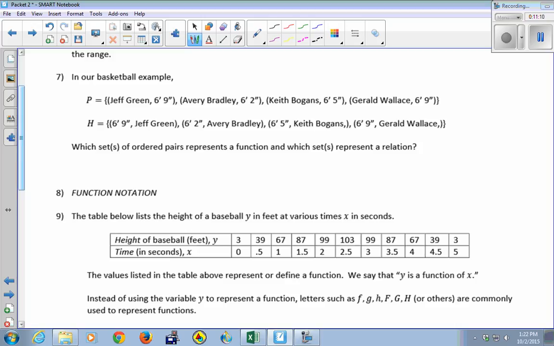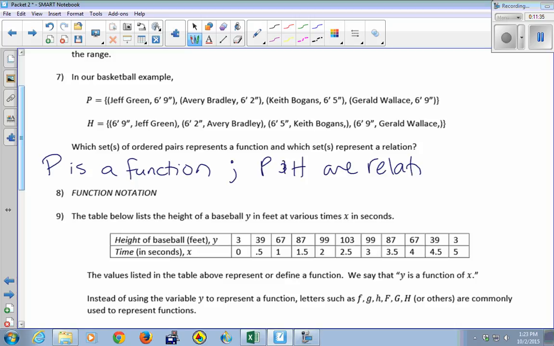The first one, names and then heights. Because if you say a name, each name is paired with exactly one height. Whereas if I give a height, there is a height of 6'9" that gets paired with two different names, right? So P is a function. P and H are relations. A relation is just any set of ordered pairs. So they're both relations, but P is a special kind of relation called a function.